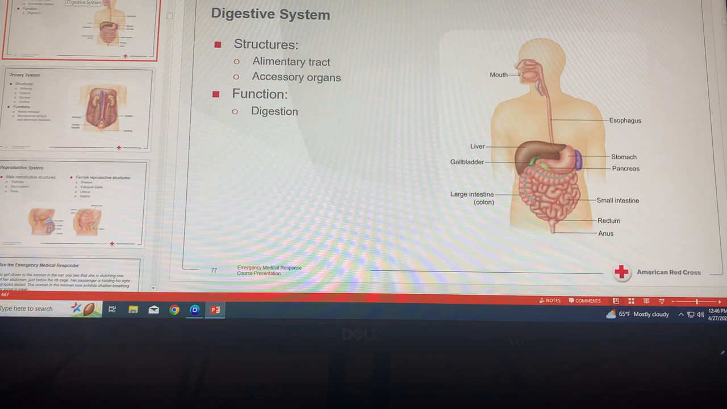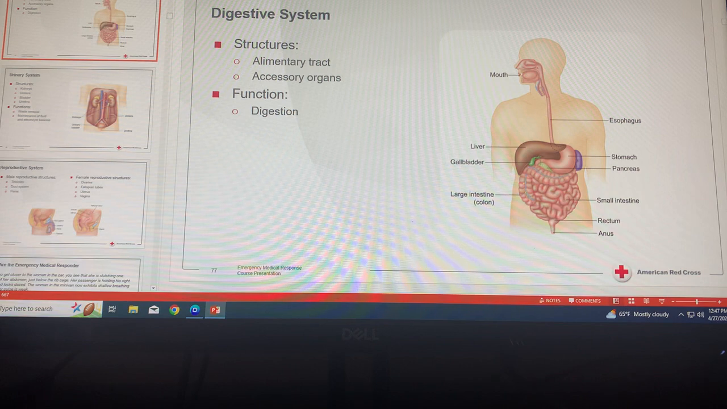Next slide is the digestive system. The digestive system consists of the organs that work together to break down food, absorb nutrients, and eliminate waste. It is composed of the alimentary tract and the accessory organs that help prepare food for the digestive process.